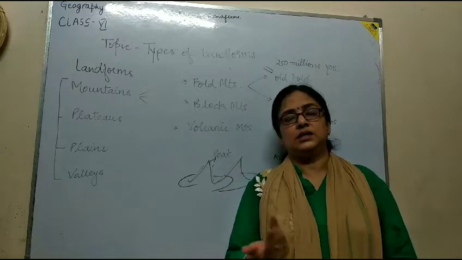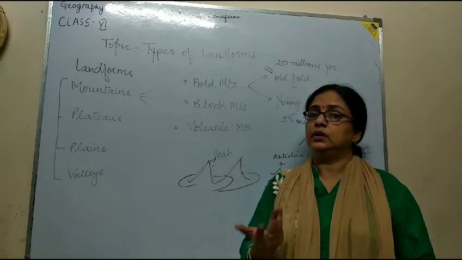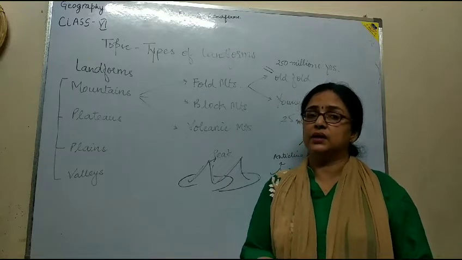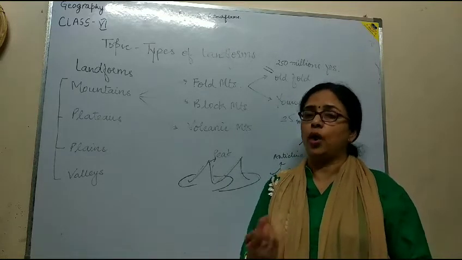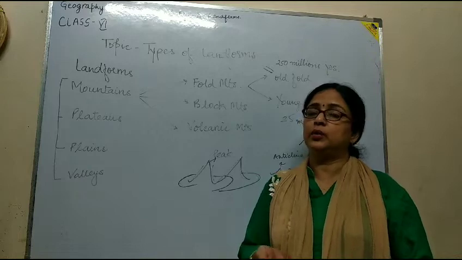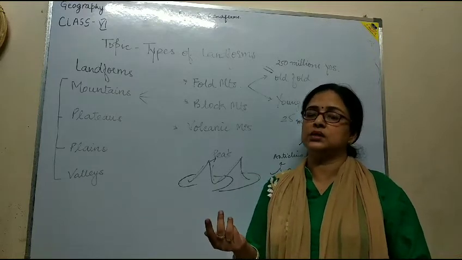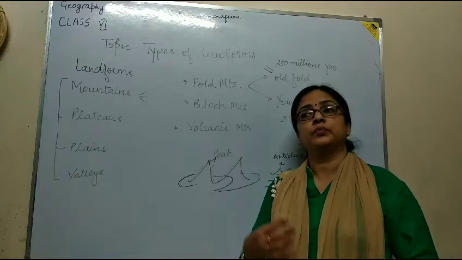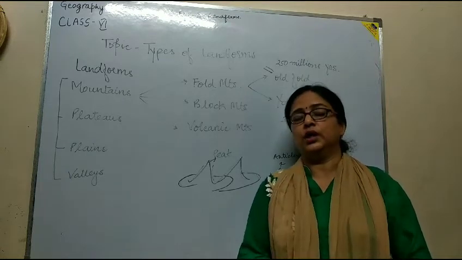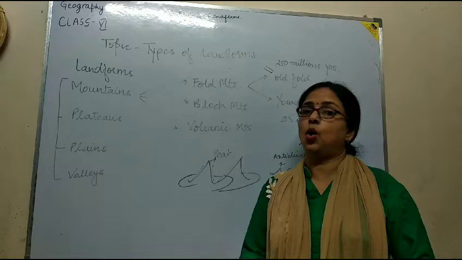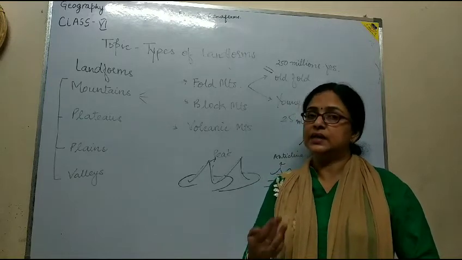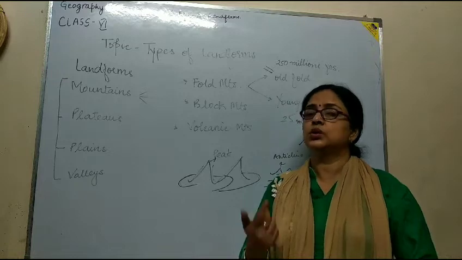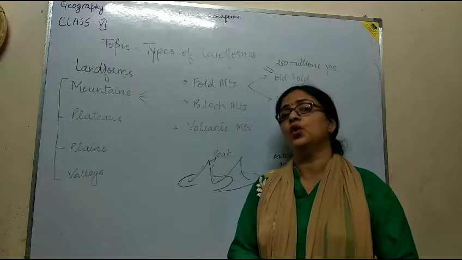Then next is that the fold mountains are situated at the margin of the continents. We found that most of the fold mountains are situated at the margin of the continents. Then the height of the newly built mountains, or the young fold mountains, is more than the old fold mountains. So these are some of the characteristics of fold mountains.